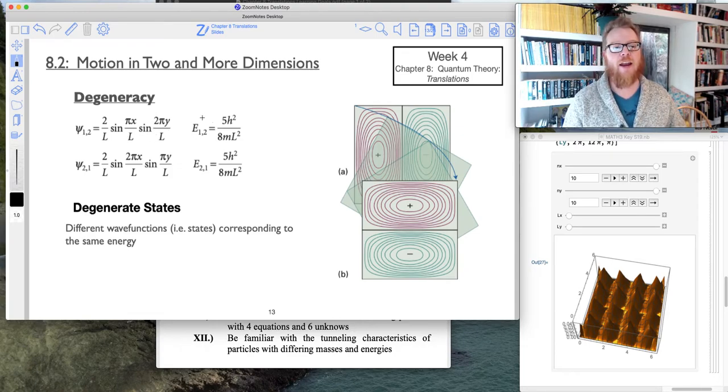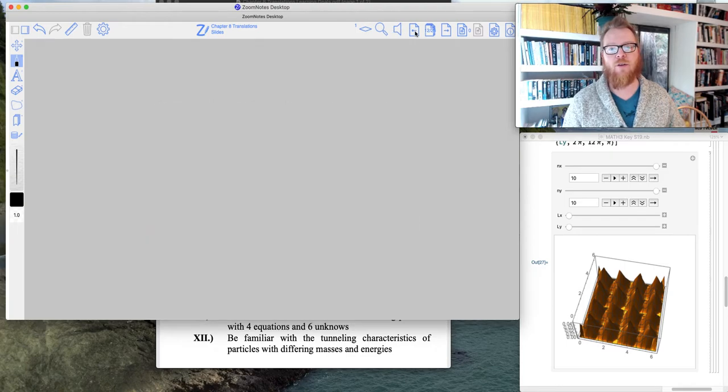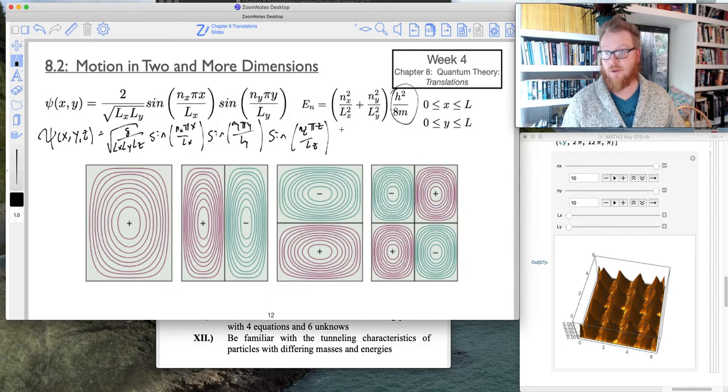All right? And if we were to look at the energy solution for that, remember, that comes from right here, okay? Just adding up those 2 numbers, right? If nx is 1, then it's 1 squared over L squared. And if ny is 2, then that becomes 4 over Ly squared, okay?